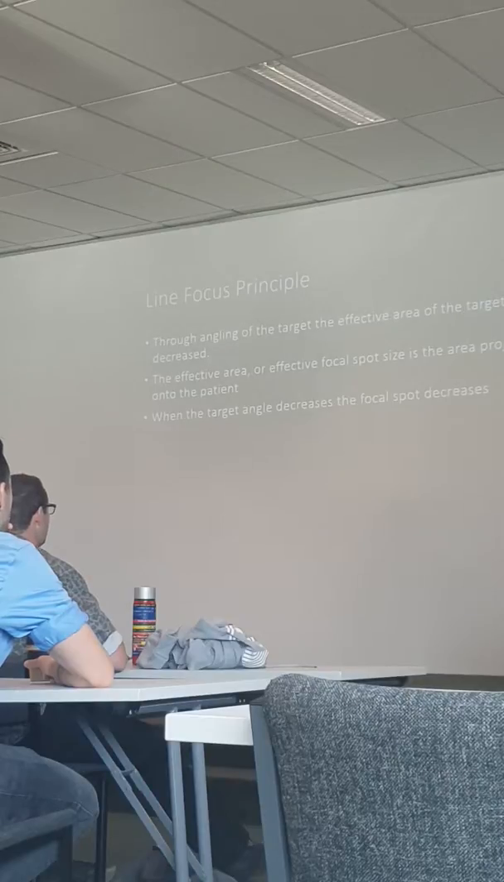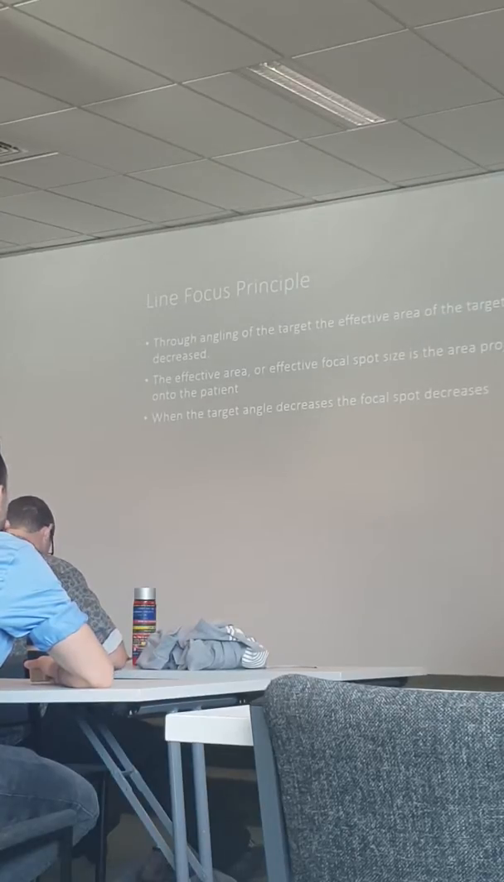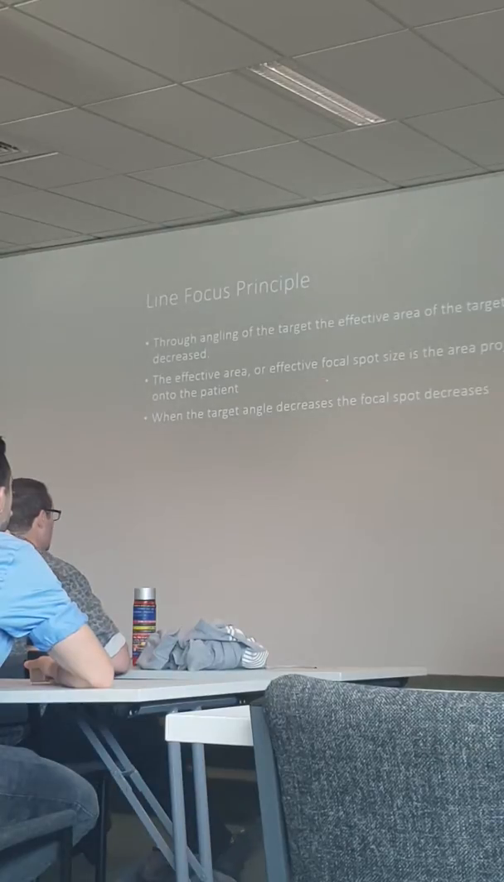So using the target, which is the rotating anode, you can angle that. The effective area of the target will be decreased. Because the X-ray beam is coming in like this, if you change the angle of the target, you can either have a bigger spot that it hits on the target or a smaller spot that it hits on the target, effectively. The effective area or effective focus spot size is the area projected onto the patient. And when the target angle decreases, the focal spot decreases.